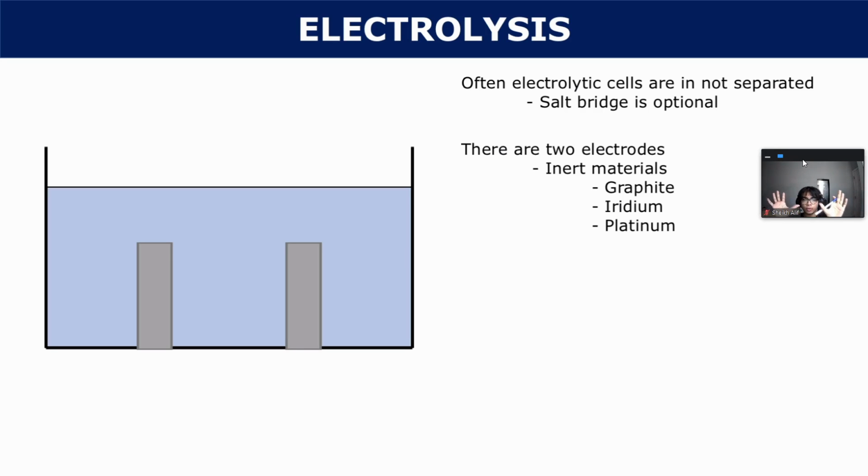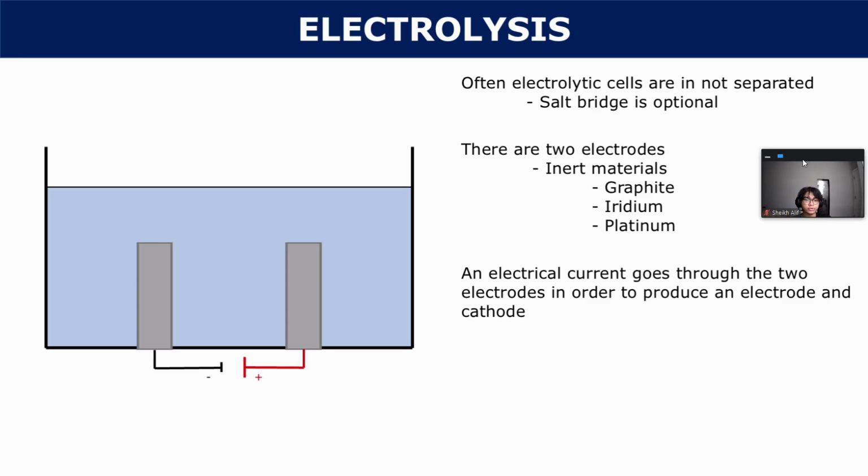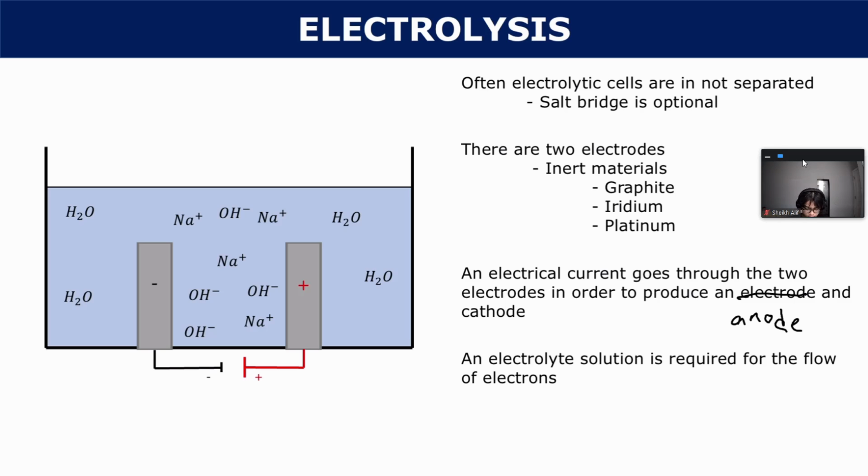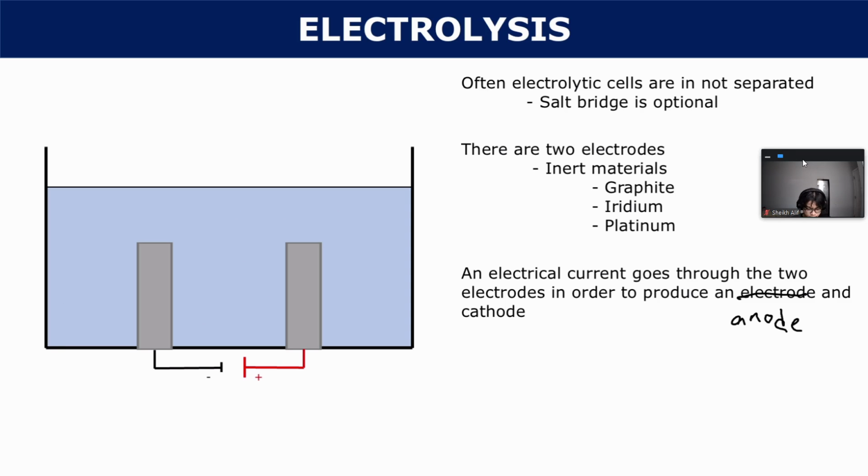Okay, so now what we have is just two electrodes in an electrolytic cell. These aren't going to do anything unless we put an electric current through them. An electric current goes through the two electrodes in order to produce an, oh whoops, this should say anode and a cathode. So which is going to be which? Since negative charge is flowing to this electrode right here, this is going to have a negative charge, and this one is going to have a positive charge.